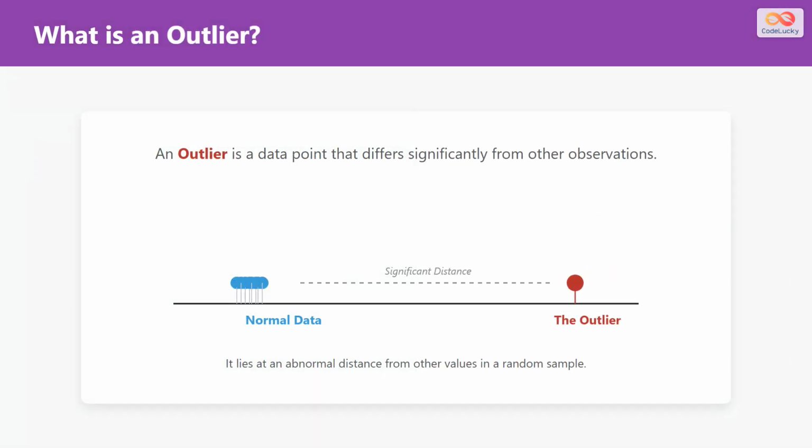Next, we need to understand what an outlier is. An outlier is a data point that is significantly different from the other observations. It lies at an abnormal distance from other values. Think of it as the odd one out. For example, if everyone in a room is 20 years old and one person is 90 years old, that 90-year-old is an outlier.